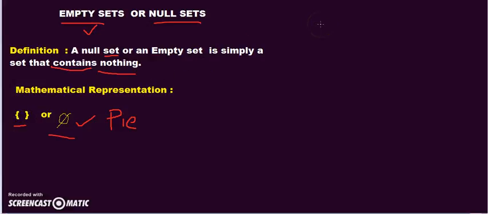Now we'll see an example here. For example, if I have a set A equal to some elements: numbers 1 and 2, 3 and 4. So A has 4 elements, which are 1, 2, 3 and 4.